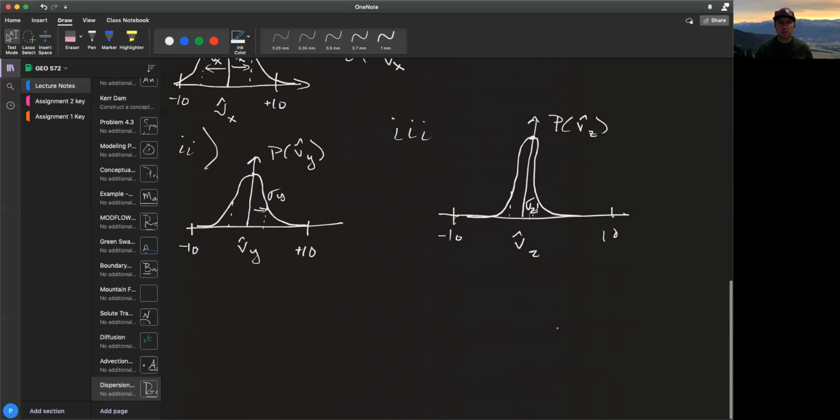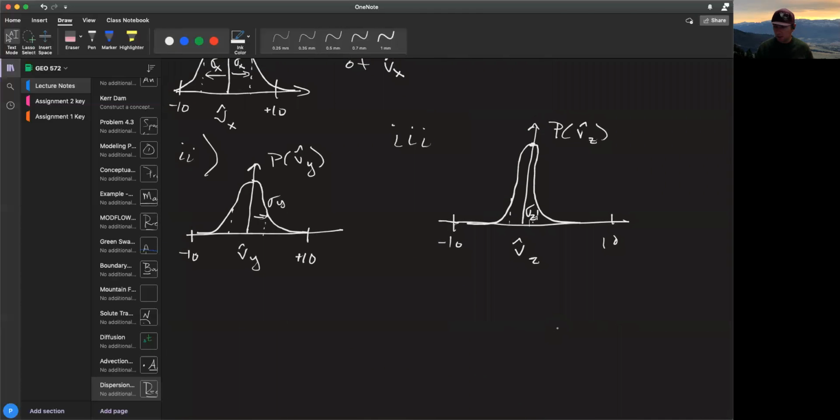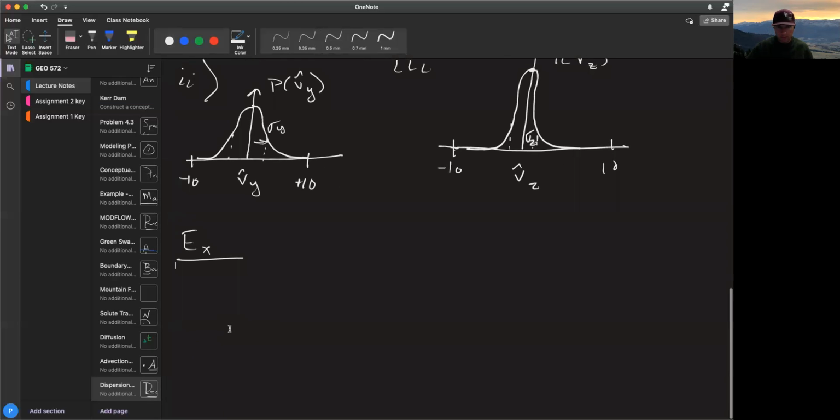Okay, so these velocity distributions lead to spreading of solutes. So let's think about, as an example, let's look in map view at a point source of solute. So we start off with this point source. Let's remind ourselves this is map view.